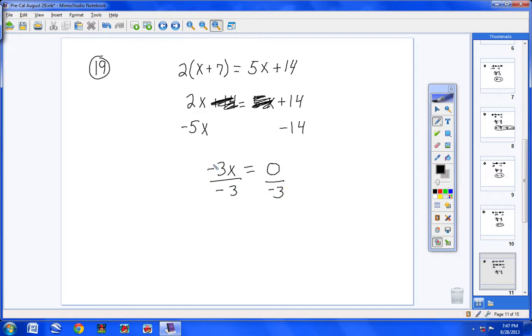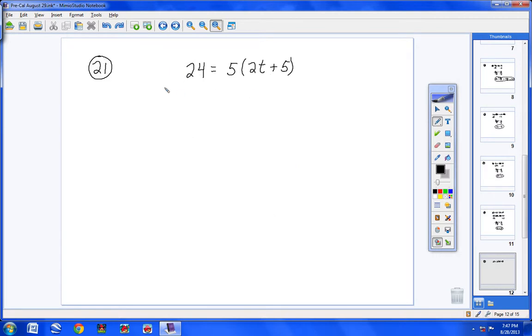So we're going to divide both sides by a negative 3. When I do that, these cancel, and 0 divided by negative 3 is 0. 0 divided by any number is going to be 0, unless you're dividing by 0. 0 divided by 0 is something else. It's infinity. We're not going to get into that right now. But 0 divided by negative 3 is 0.